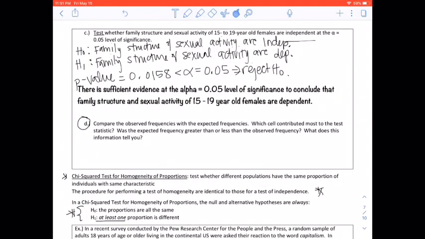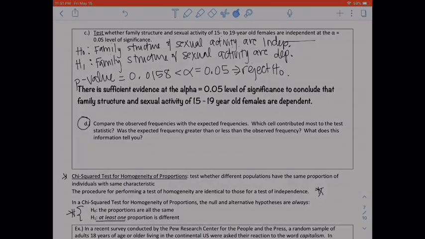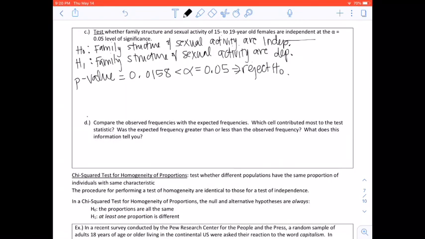So in conclusion, there is sufficient evidence at the alpha equals 0.05 level of significance to conclude that family structure and sexual activity of 15 to 19-year-old females are dependent. And D, I'm going to circle and we will discuss that part together.